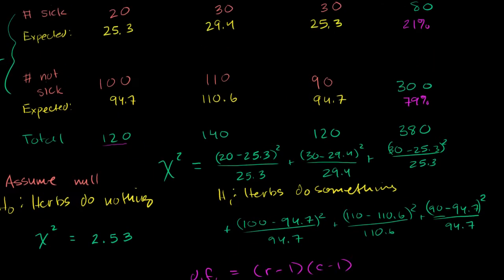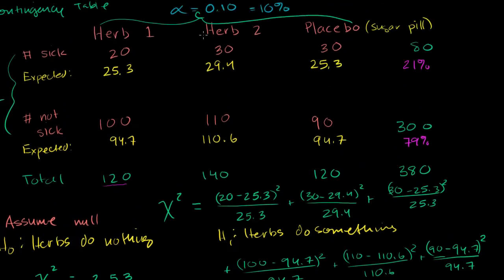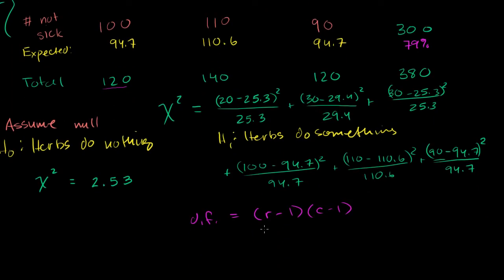In our situation, we have 2 rows and 3 columns. So it's going to be 2 minus 1 times 3 minus 1, which is just 1 times 2, which is 2. We have 2 degrees of freedom.